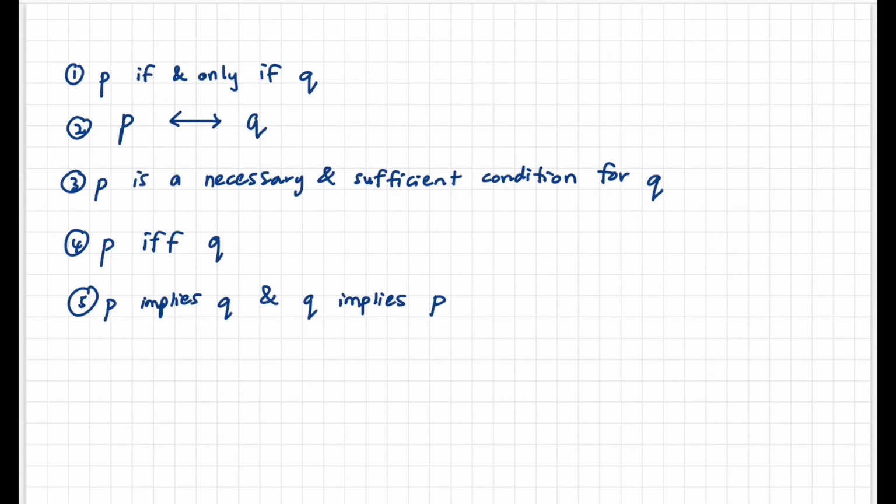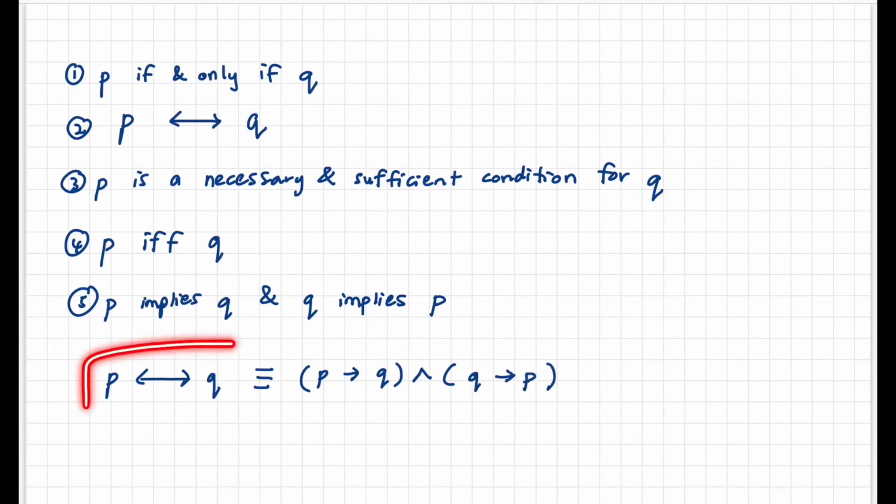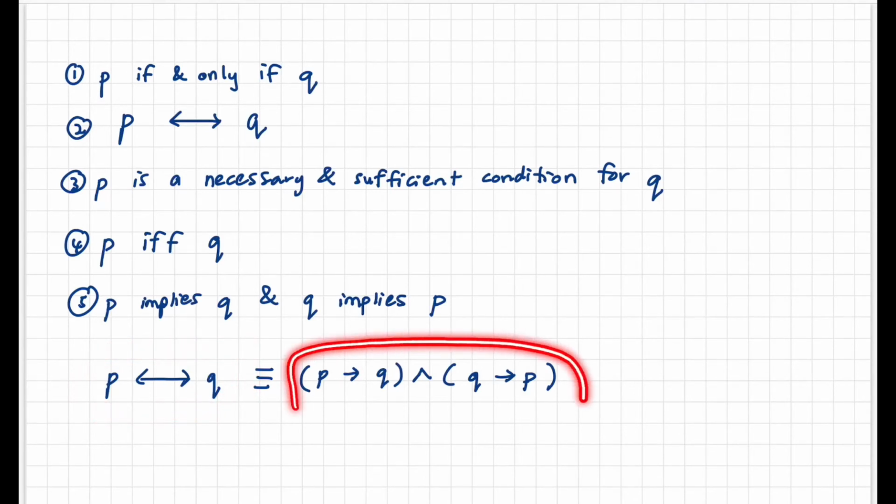So look at number 5. P implies Q and Q implies P. So you know that this is P if and only if Q. So this is equivalent to P implies Q and Q implies P. P if and only if Q is equivalent to P implies Q and Q implies P. You can prove this by using the truth table.